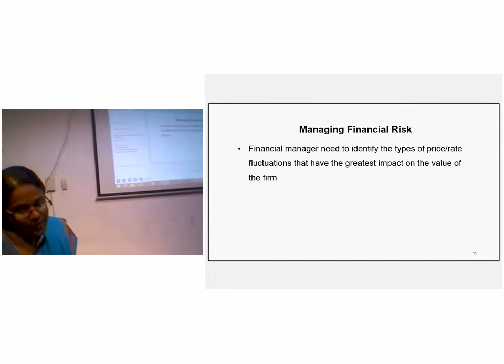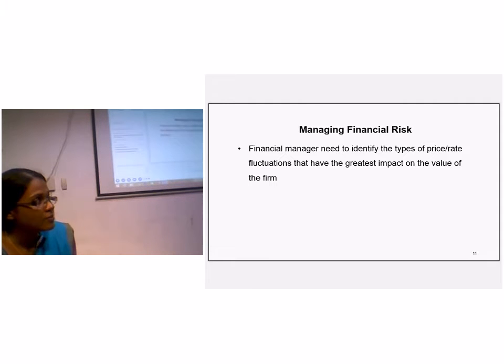A financial manager needs to identify the types of price and rate fluctuations that have the greatest impact on the value of the firm. Now here the risk is the impact on the value of the firm, right? Hope you can remember how we derived the value of the firm by using cash flows, incorporating a discount rate. Now, price, interest rate and exchange rate fluctuations have a direct impact on the cash flows of a business, right?